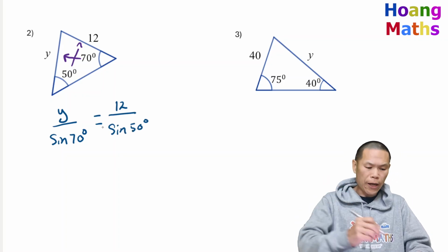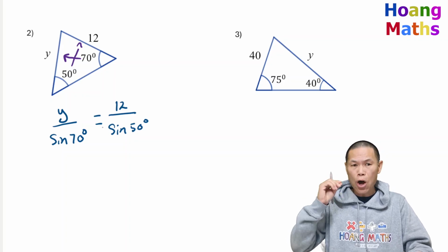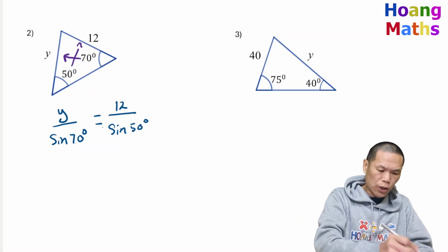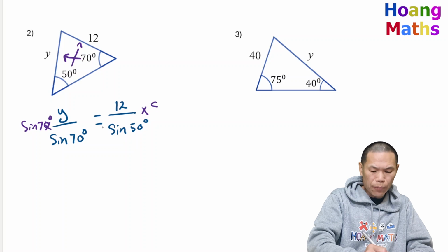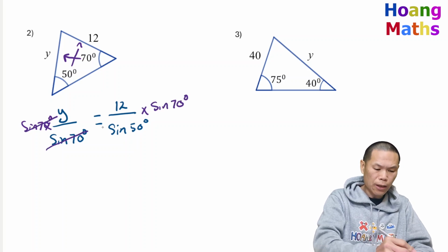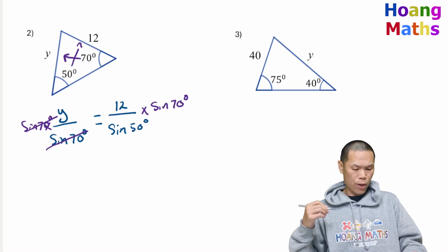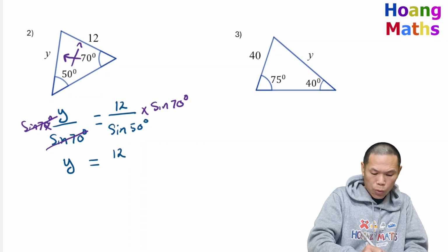So to solve for y, we just do the opposite. So we times sine of 70 degrees on both sides. So this cancels with this. So on the left hand side, we are left with y. So y equals 12 sine of 70 degrees over sine of 50 degrees.